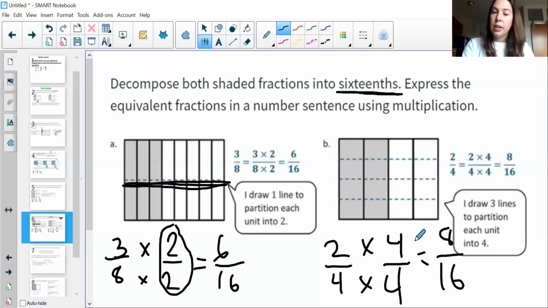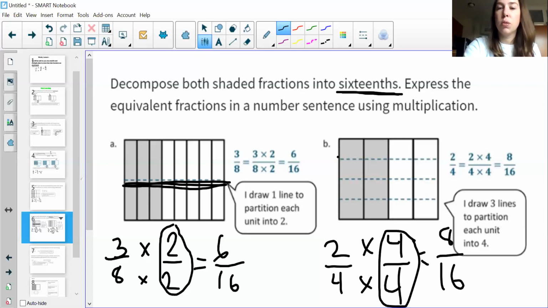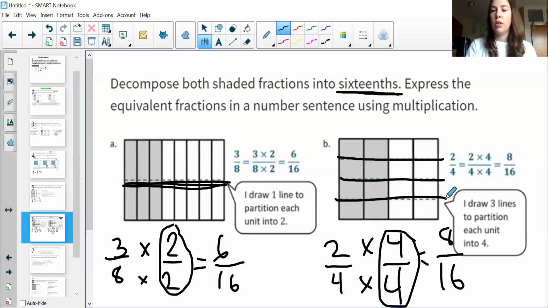Now to the model. So since we multiply times 4/4, we're going to create 4 rows. 1, 2, 3, 4. 3 lines makes 4 rows, and that gives us 16ths. So I think it's a little bit easier to start with the multiplication, but if you're not sure about the multiplication facts, experiment with the model. Decompose the model and see how many rows you need to make to get to 16.